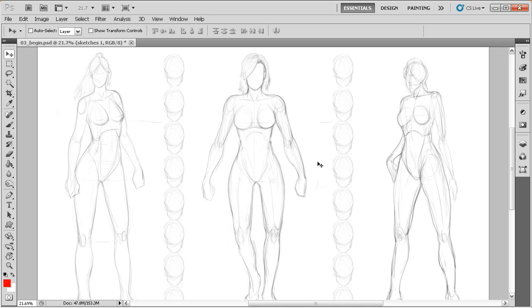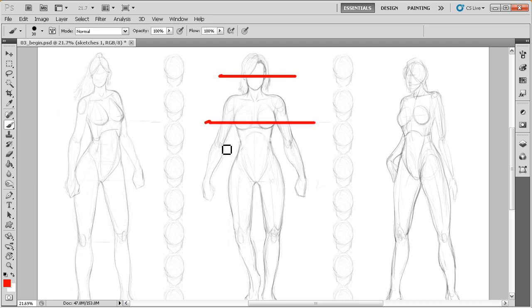So with that said, let's grab a brush tool here. I'm just going to point out some key areas. Notice here, if we were to draw a horizontal line through the model's ears, through her torso, right around her breasts.